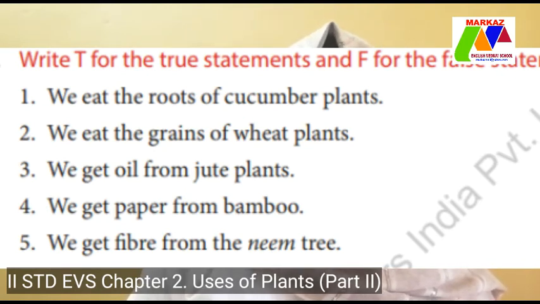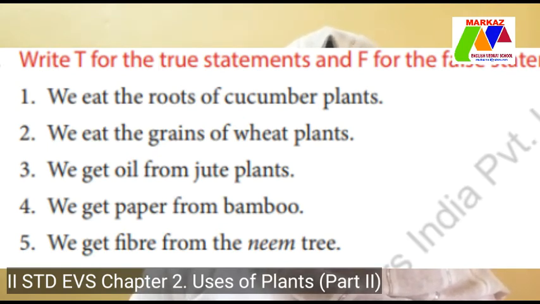Second one, we eat the grains of wheat plants. Yes, that is true. All of you write down T. Then third one, we get oil from jute plants. Yes, that is false. We get fiber from jute plants. So all of you put F.